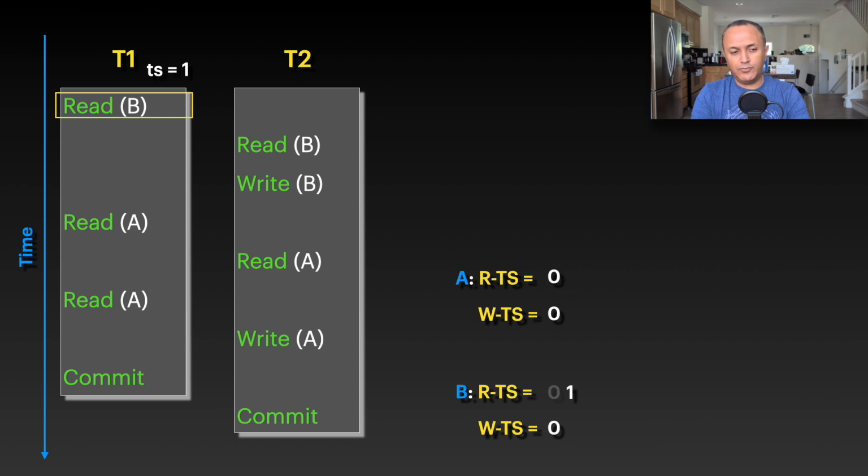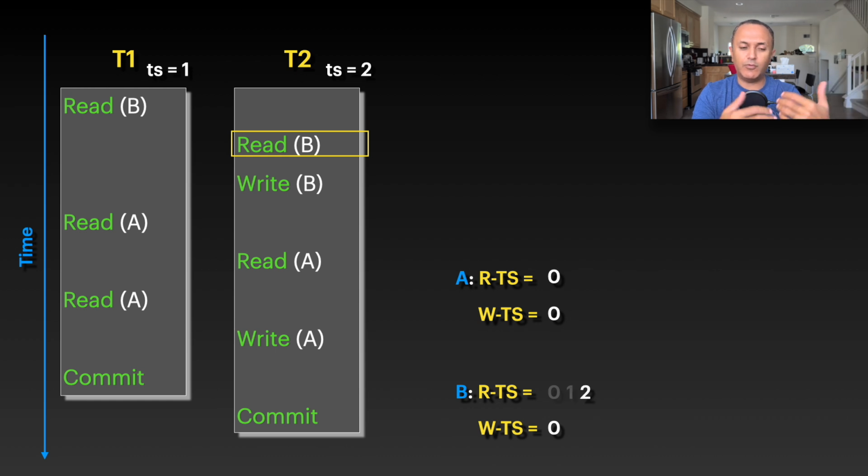Now T2 is going to start. First thing, we're going to assign a timestamp as well. And then we're going to also attempt to read B. We have to make the same check. So we're comparing the timestamp of the transaction to that of the write timestamp of B. Again, it's greater, so we can go on. So the read is successful, and then we update the read timestamp to that of the transaction.